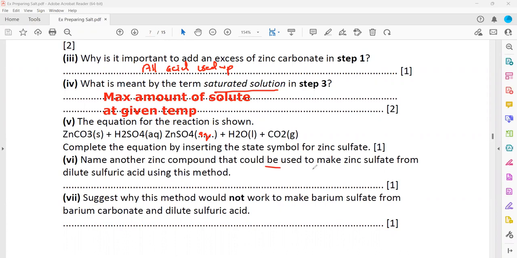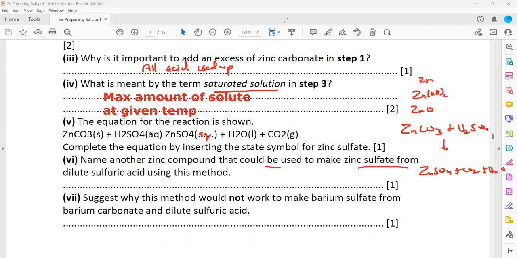Name another zinc compound that could be used to make zinc sulfate from sulfuric acid. Here we used zinc carbonate reacting with sulfuric acid to give zinc sulfate plus carbon dioxide plus water. What else can we do? Instead of zinc carbonate, we can use zinc oxide, zinc hydroxide, or even zinc metal. So you can mention zinc oxide.